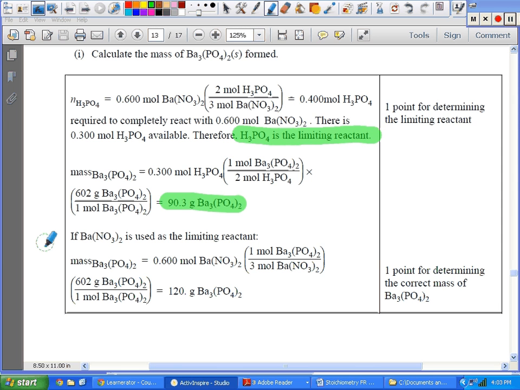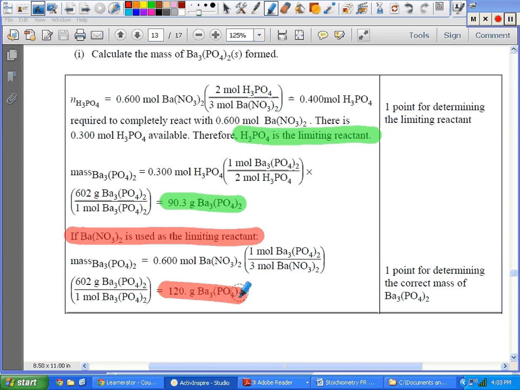Here's where I got my number from. If you keep reading, it says if barium nitrate is used as the limiting reactant. So let's say you pick that one. Notice they went mole to mole and then mole to gram, and that's where I came up with 120. I read the sheet wrong, so my apologies. You're right if you got 90.3. But if you pick barium nitrate, you still could have earned a point, even though technically you were kind of wrong.